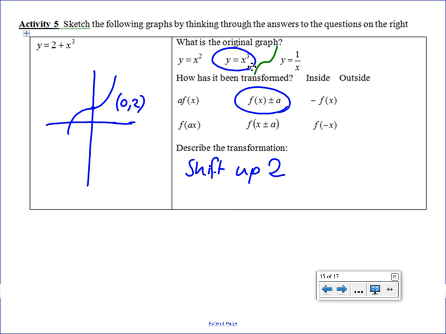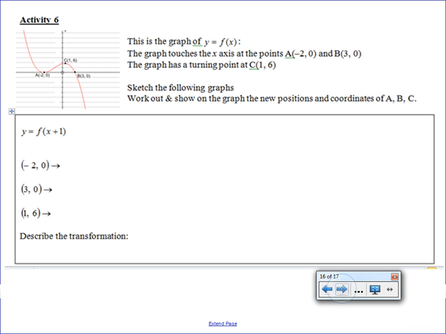Okay, pause the video, work through the rest of activity 5 in the same way, and then when you're ready, unpause the video and we'll start you off on activity 6. I think this is the final activity, activity 6. So we've just got the same as before really. I just think it's now going to be a mixture of inside and outside, so you've got to think carefully what to do. So can you do this one on your own?